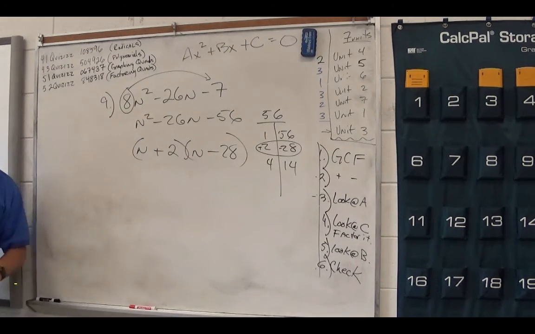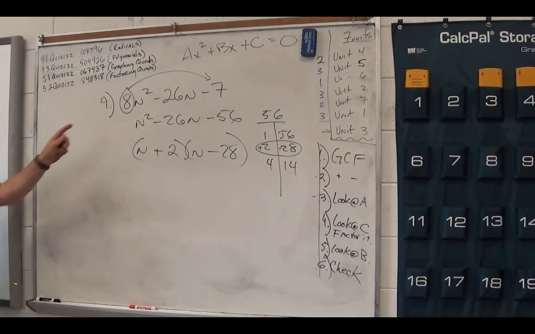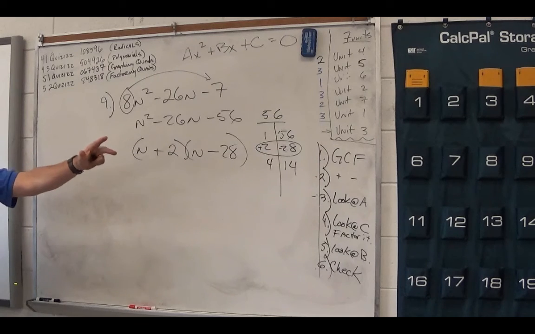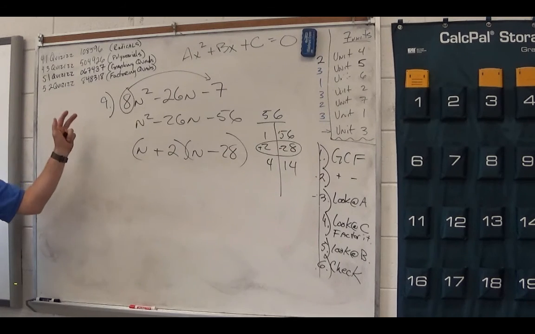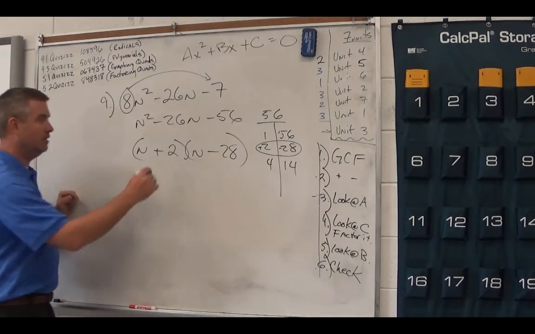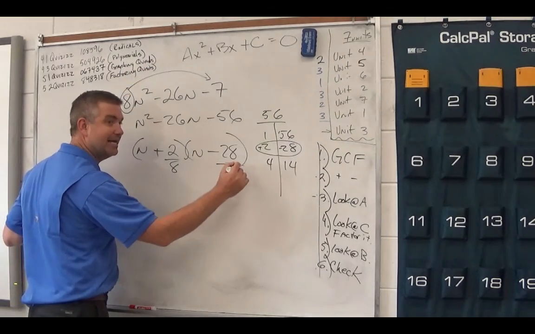Okay, I'm almost done. I have to undo the magic trick that I did at the beginning. The magic trick made the problem a lot easier to factor, but it messed things up. Okay, and so I have to undo it. If I multiplied by 8, what do I need to do now? Divide by 8, divide by 8.